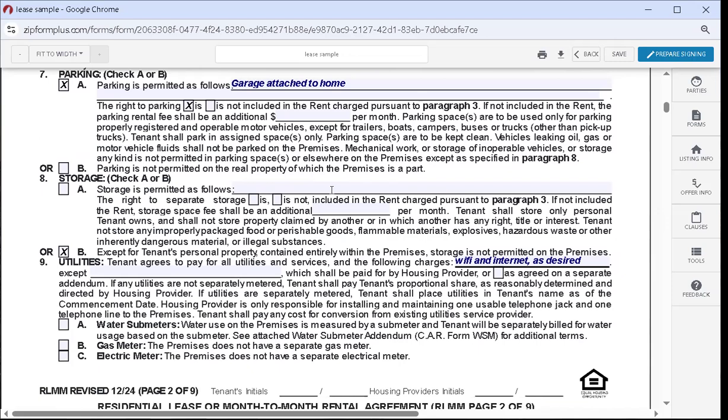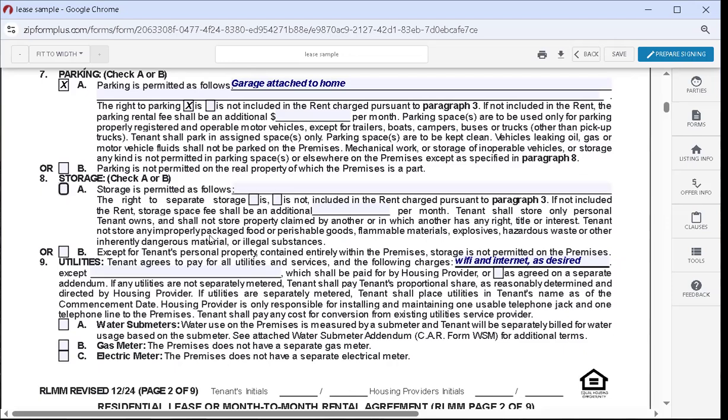Storage is really important too. Normally you're going to have B, except for tenant's personal property contained within the premises, storage is not permitted on the premises. Now, maybe they have a parking stall, and we've all seen them where there's this little cubby that you can stick a lock on that they can store in. If that's provided for in the lease, maybe the landlord has their own lock, or the property owner doesn't want to allow for that, that's fine. But if they're going to allow for that, they can annotate it here, A, and it would be storage is permitted, storage bin above parking spot number blah, blah, whatever.